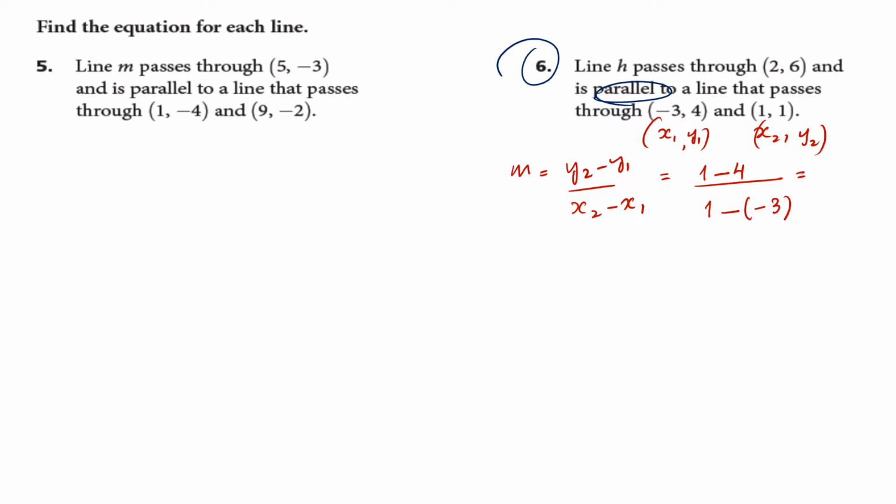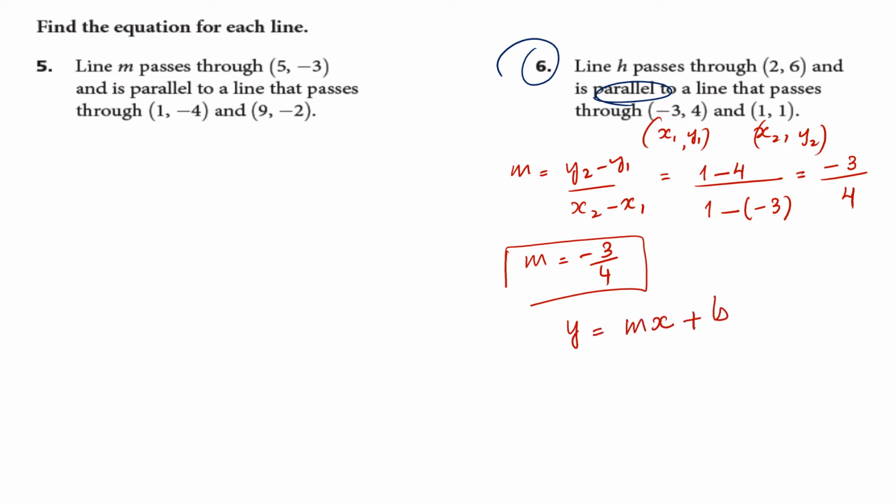Write it in the calculator. You will get negative 3 over 1 plus 3, which is 4. Negative 3 by 4. So m is negative 3 over 4. Now find the value of b. So we know the equation of a line is y equals mx plus b. So what is the value of y? Look at these coordinates through which the line h is passing. So x is 2 and y is 6. So replace y by 6.